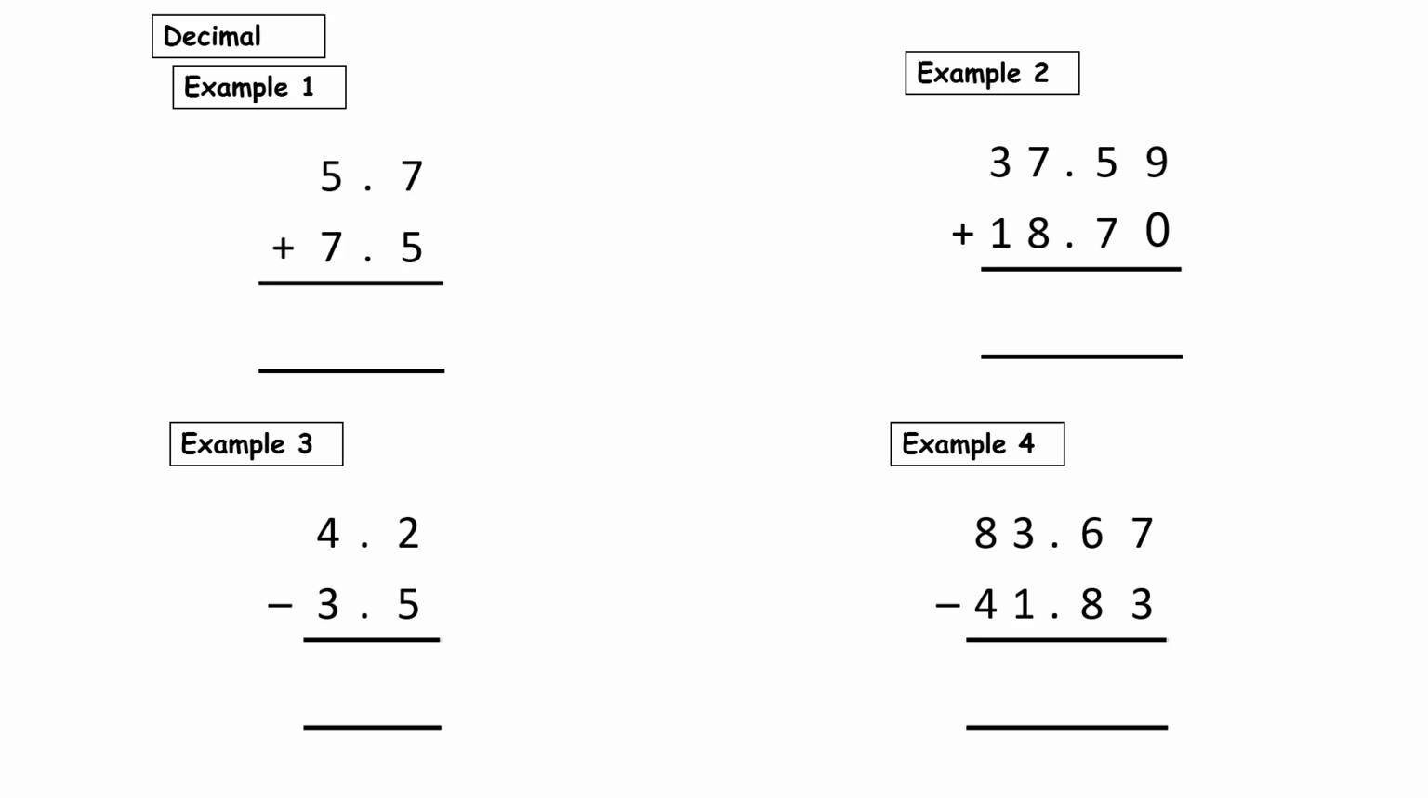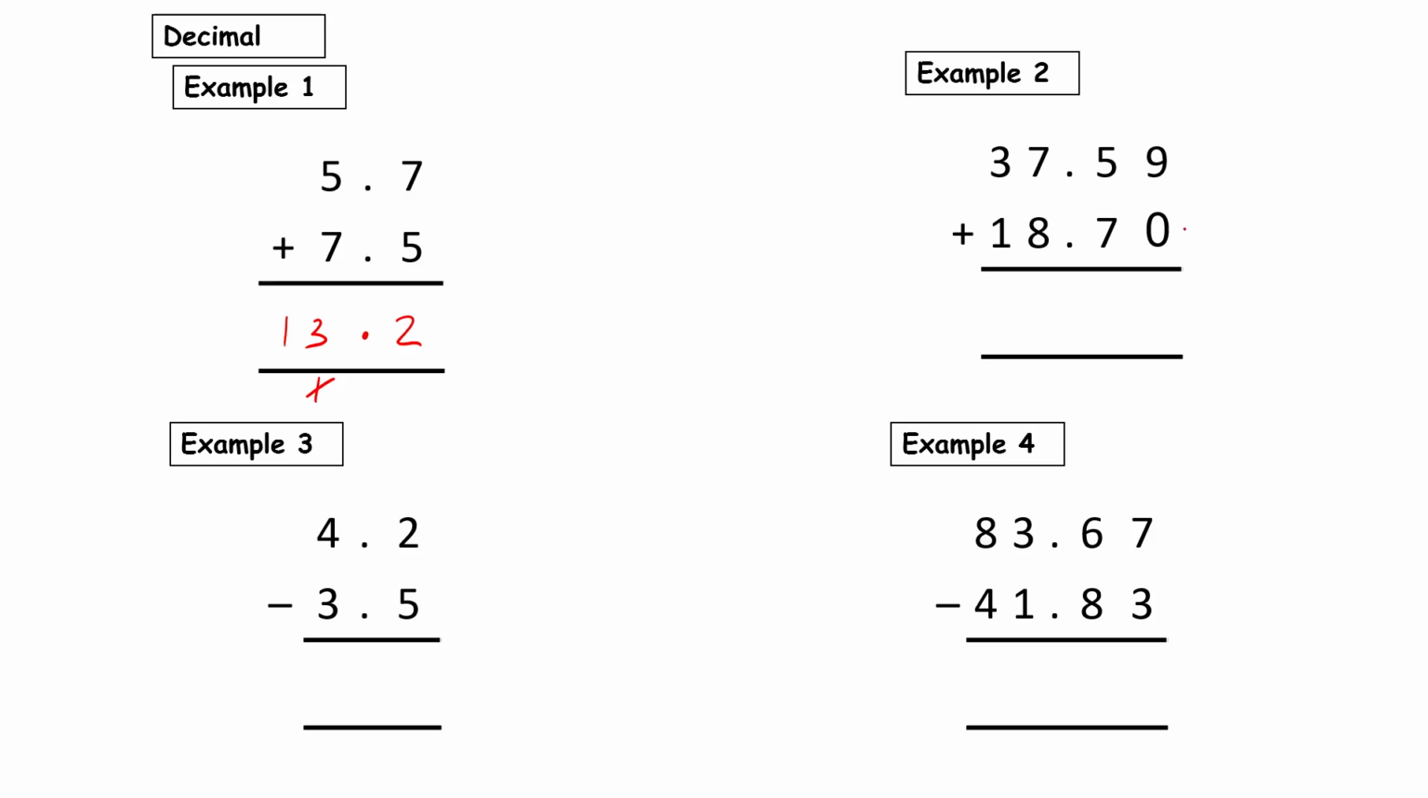Okay, so let's work through these. First one, you got 5.7, add 7.5. So we started right hand side here. 7 add 5 is 12, 2. Carry the 1. Don't forget our decimal here. And then 5 add 7 is 12 plus the 1 is 13. Cross that out.